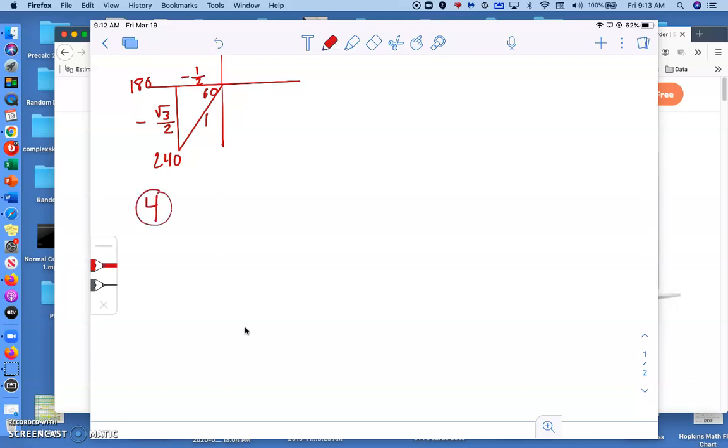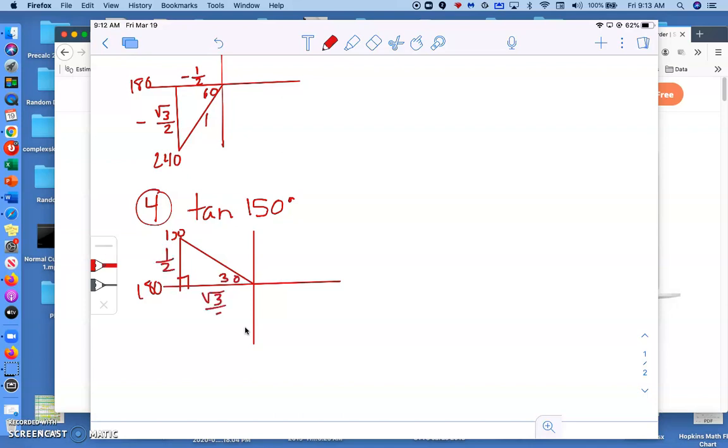So let's say we have the tangent of 150 degrees. So our tangent, so 150. Well, I know 150 to 180 is 30. So opposite 30 is half. Root 3 over 2, so that would be negative because we're going backwards and up. So we have opposite over adjacent. So our 2's would reduce down, 1 over negative root 3.